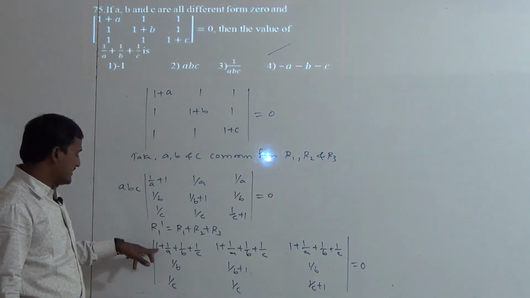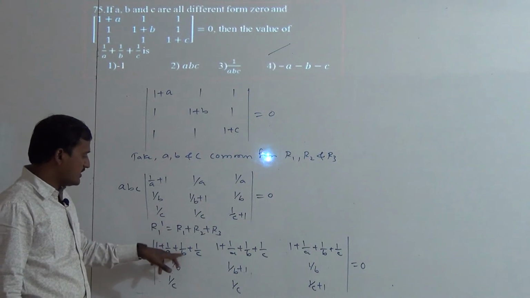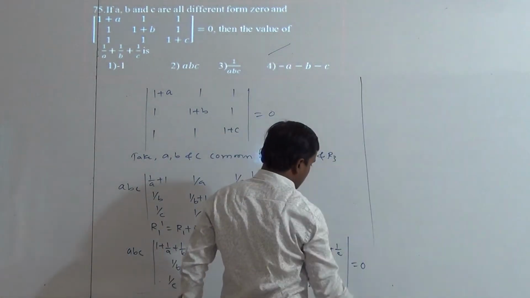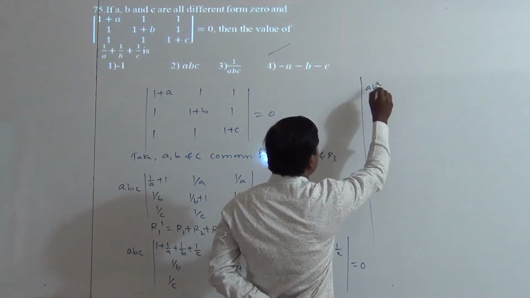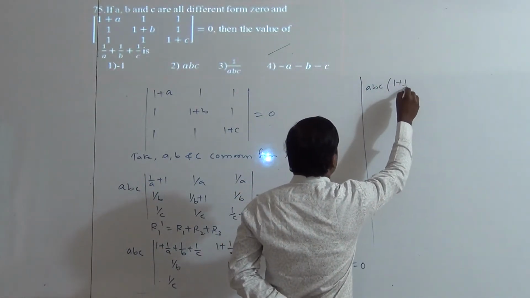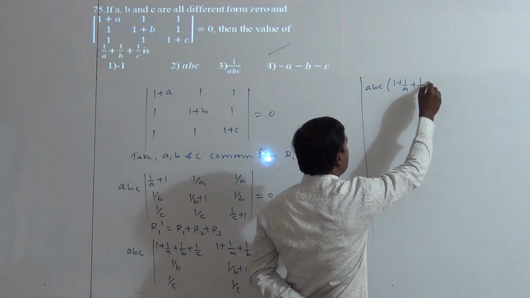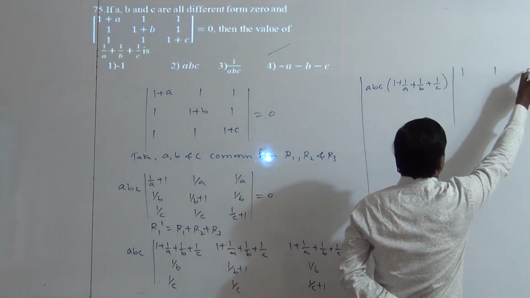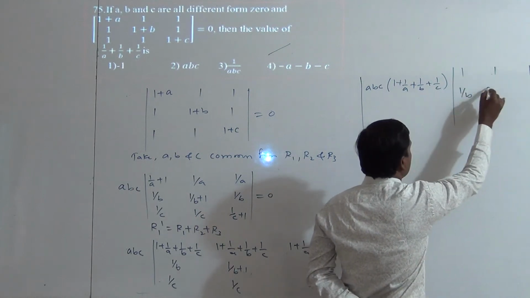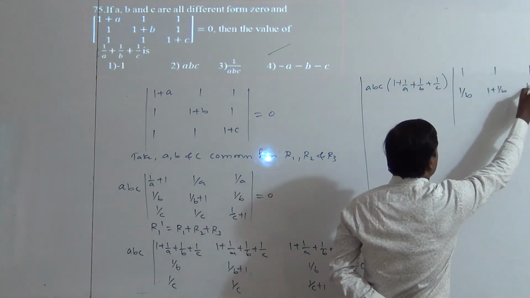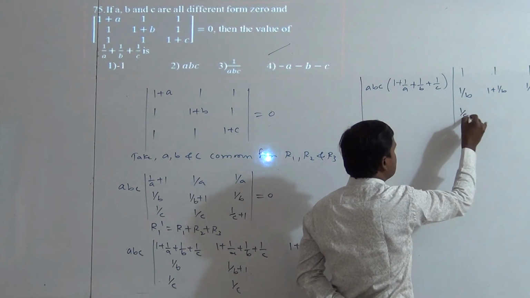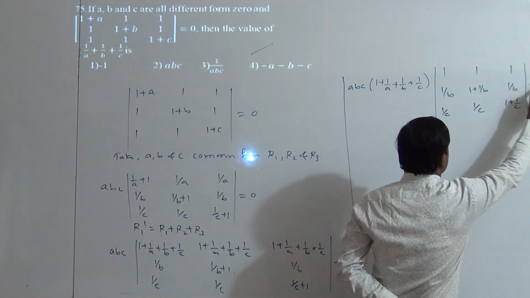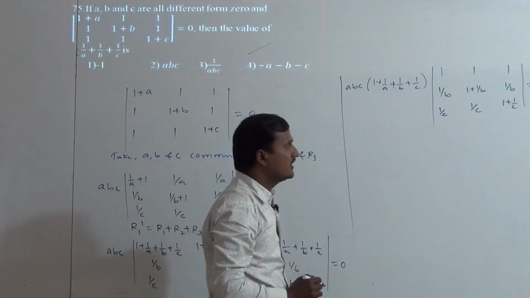Now take 1 plus 1 by a plus 1 by b plus 1 by c common from r1. So clearly what you are getting, a into b into c, 1 plus 1 by a plus 1 by b plus 1 by c into 1, 1, 1, here it is 1 by b, 1 plus 1 by b, 1 by b, next here it is 1 by c, 1 by c, 1 plus 1 by c, right? This determinant equal to 0, right?